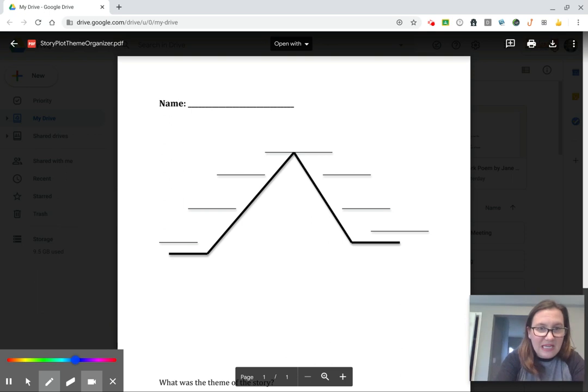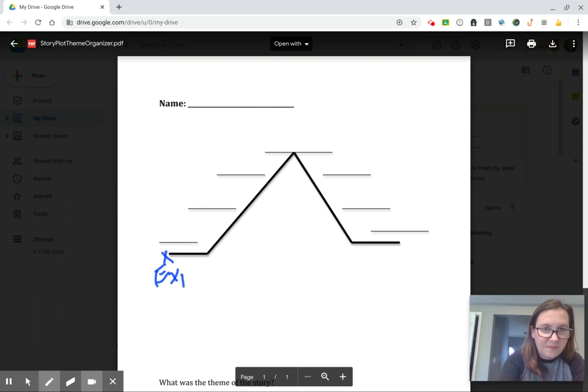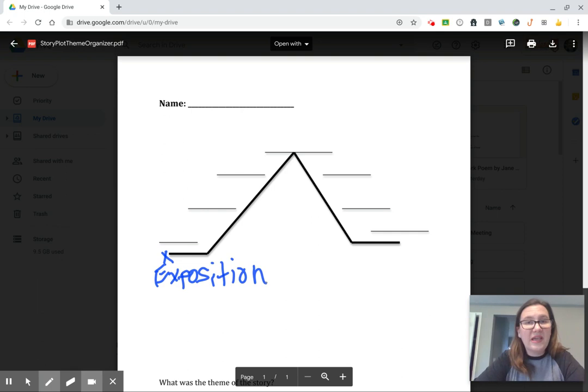We know that at the beginning of a story, we have what's called an exposition. And in the exposition of a story, we learn who the characters are. We learn the setting. And remember, the setting is made up of two things, the time and the place. And we learn some of the background information that helps us understand the problem. So exposition really has those three things in it: characters, setting, and all the background information to really understand a problem.